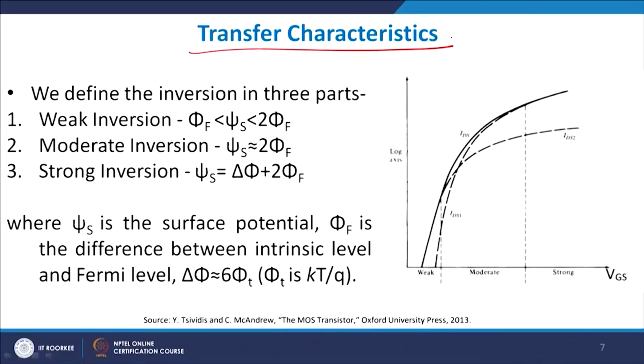What is the meaning of transfer? It is basically ID versus VGS. We will not go into details of this one, I will make it very simple for you to understand, and we will discuss further than this. As I discussed with you, when the gate voltage is much smaller than the threshold voltage, the device will be in the off state because there are no large number of charge carriers available in the device, and as a result the device will be considered to be in the off state.